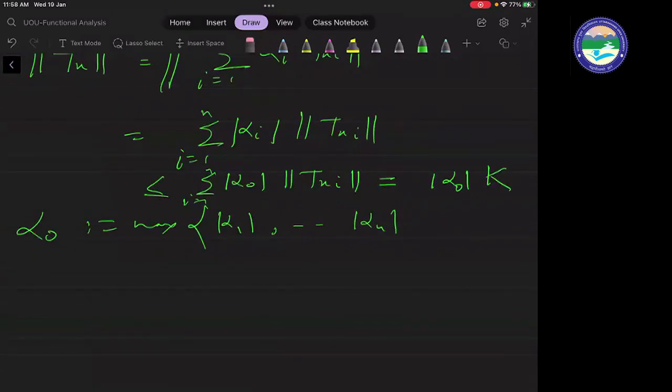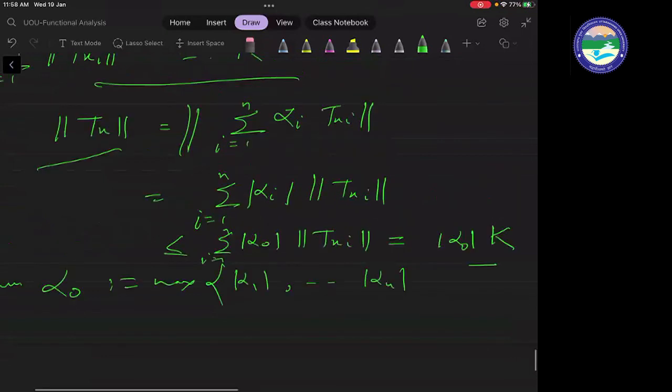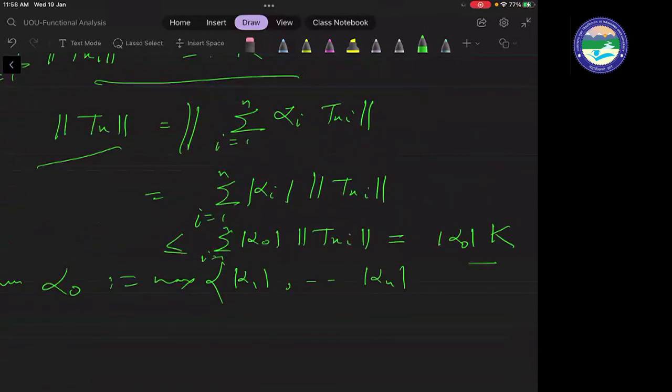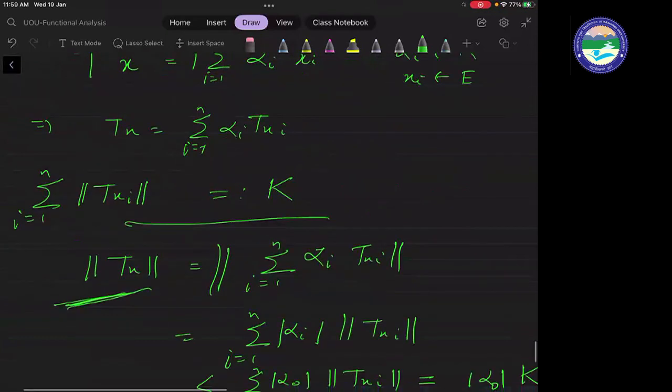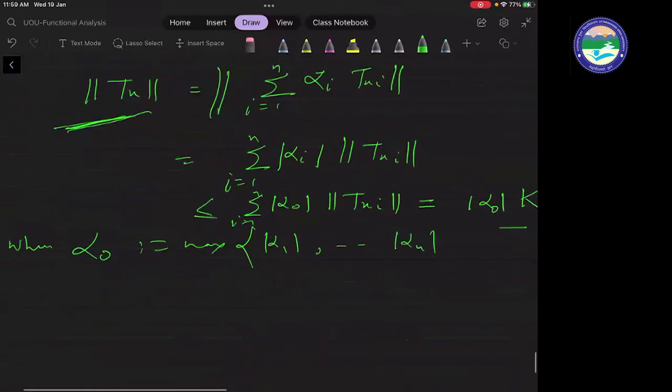So this means you get this, and this is true for all x. So since all norms in a finite dimensional space are equivalent, here what we did, we take this norm as a bounded norm. Here we get that this norm is bounded.